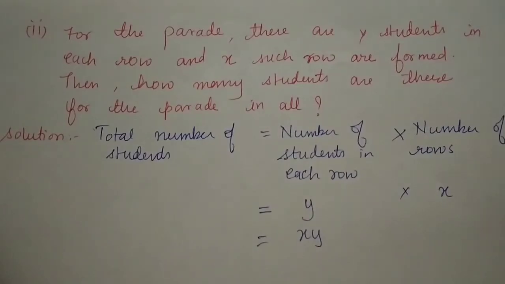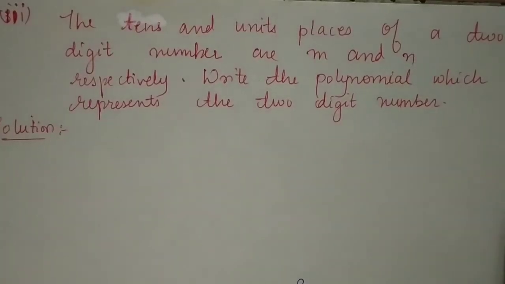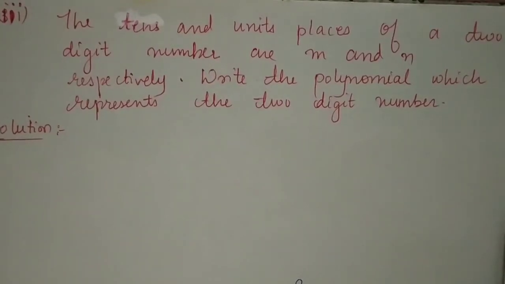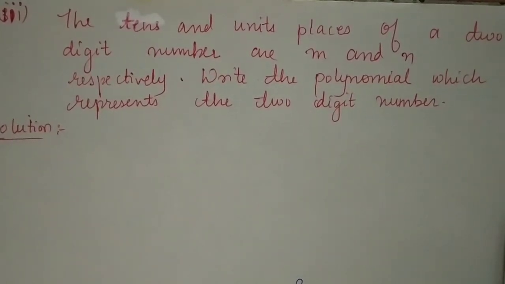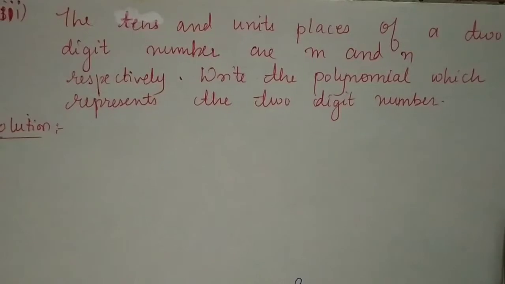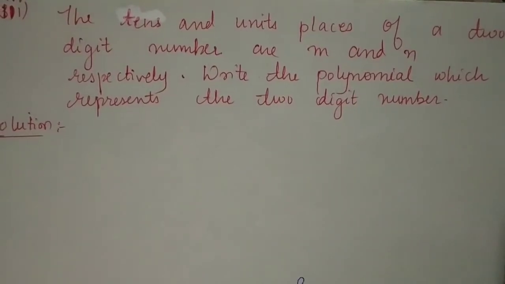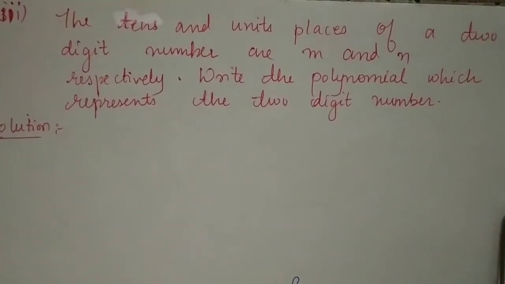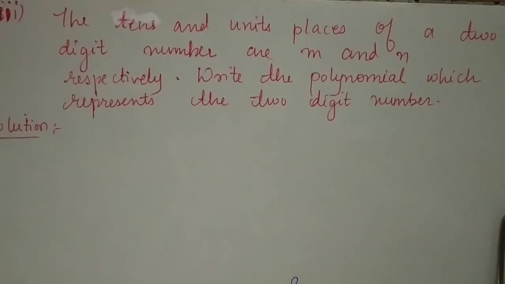Now let us move towards the third question. The tens and unit place of a two-digit number are m and n respectively. Write the polynomial which represents the two-digit number. So we have to show a two-digit number here in the form of a polynomial. And how are we going to do that? Okay, it's very easy, children.